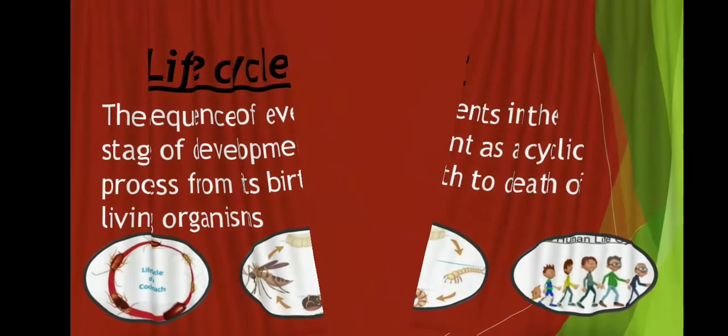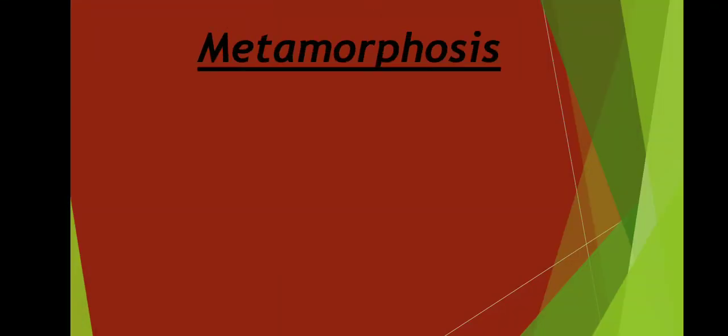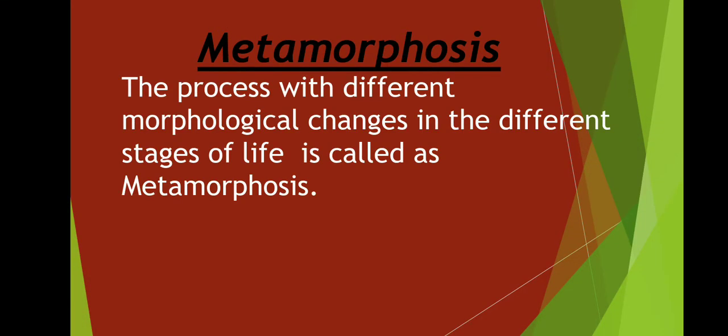Now let's move to another new part, that is metamorphosis. Metamorphosis means, imagine you were a baby, and now you are an adolescent. Now tell me, are both the same? No, there are differences externally, that means physically you have developed. So different changes take place in each stage, and that is called morphological changes.